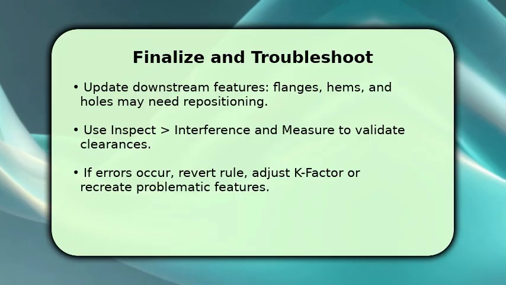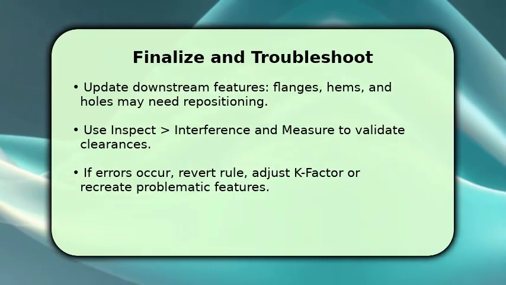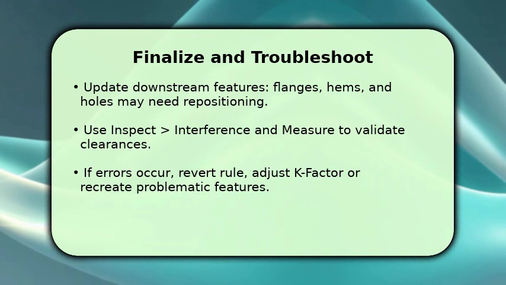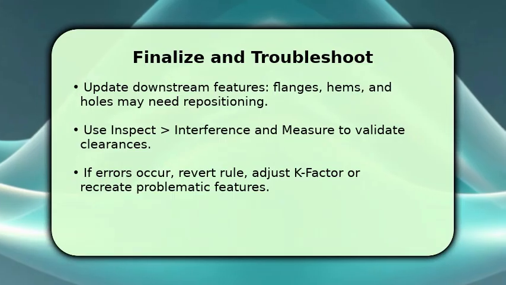If things go wrong, parts failing to unfold or overlapping, revert to the previous rule, tweak the K-factor or bend reliefs, and recreate the problematic features. That fixes most sheet metal thickness issues.